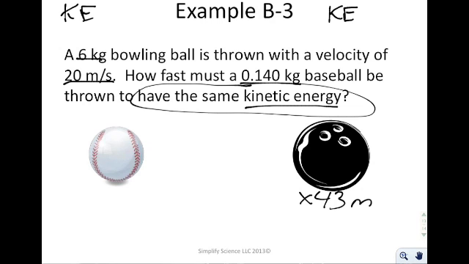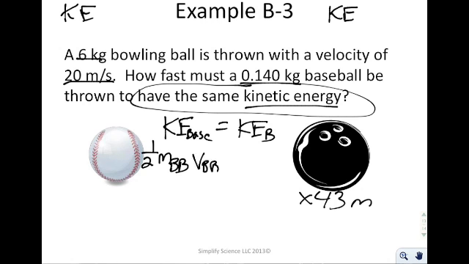So what I can do is I can say the kinetic energy of the baseball equals the kinetic energy of the bowling ball. Those two things are equal. So now I can say 1/2 the mass of the baseball times the velocity of the baseball squared has to equal 1/2 the mass of the bowling ball times the velocity of the bowling ball squared. If you look, 1/2 is on both sides. So since 1/2 is on both sides, it cancels out.